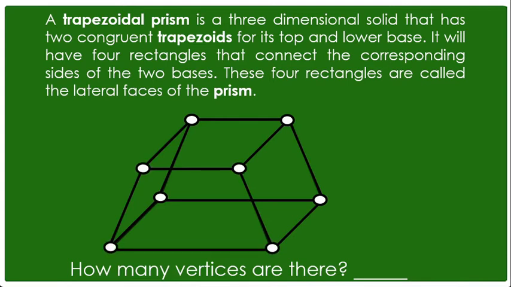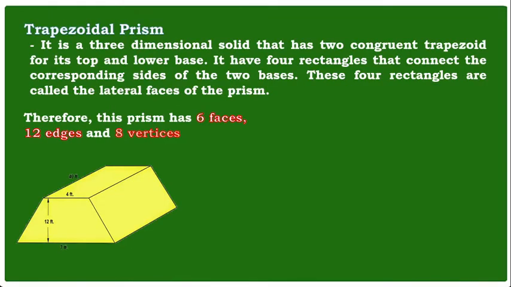How many vertices are there? There are 8 vertices. Therefore, this prism has 6 faces, 12 edges, and 8 vertices.